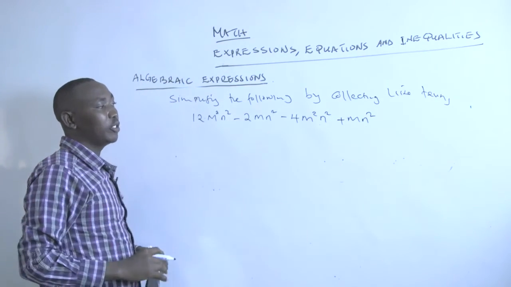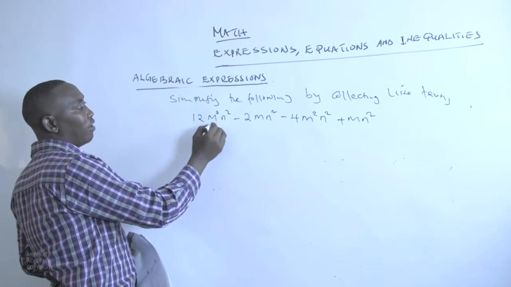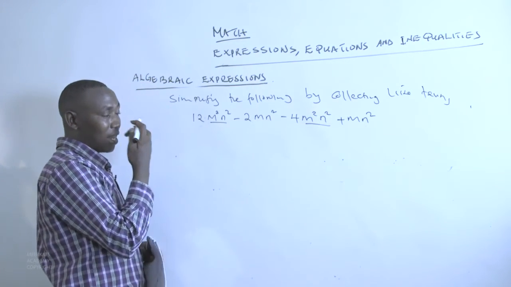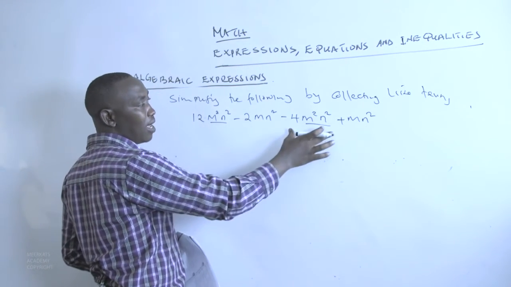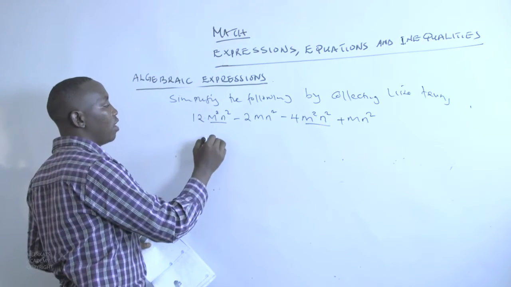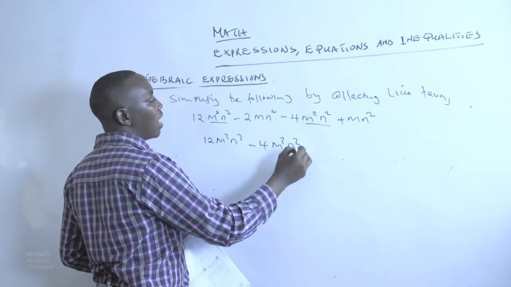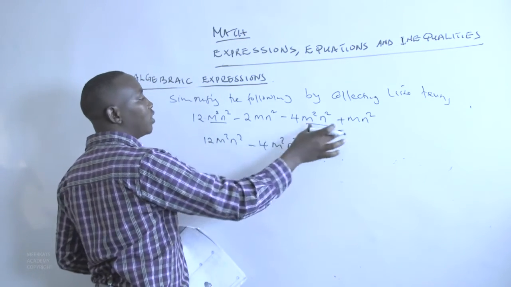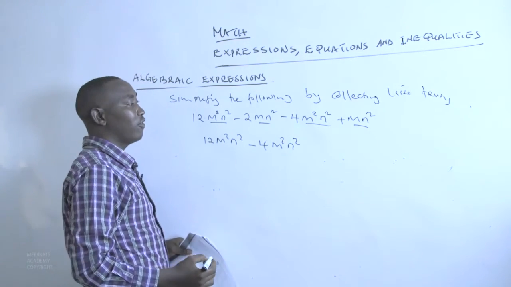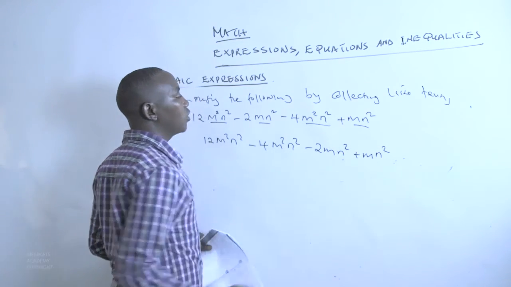Again, if you look at this particular expression, we have two pairs of like terms. If you consider these pronumerals, m squared n squared, they are equivalent, and therefore 12m squared n squared are like terms with 4m squared n squared. Therefore, we can pair them up. We'll have 12m squared n squared, subtract 4m squared n squared. Then these other two, we have mn squared, mn squared. They also form another pair of like terms. So we shall have minus 2mn squared plus mn squared.